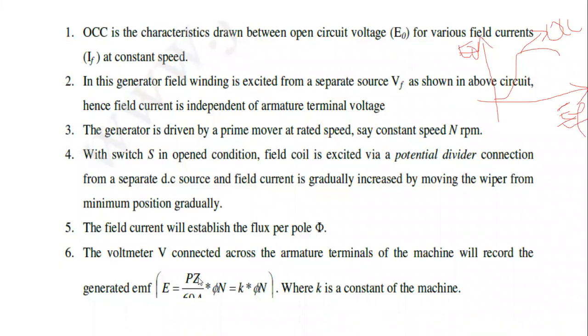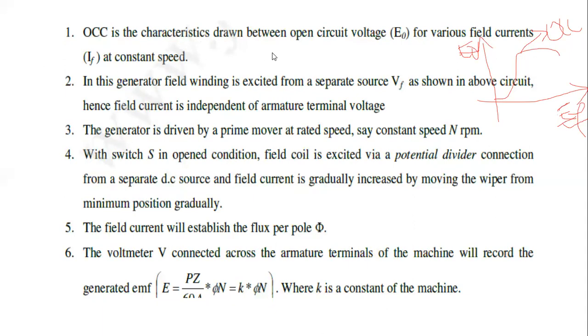Therefore, E equals PZ by 60A into phi N. PZ by 60A is a constant, which we consider as K. So E equals K into phi N, where K is the constant.